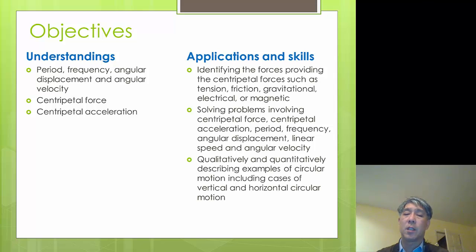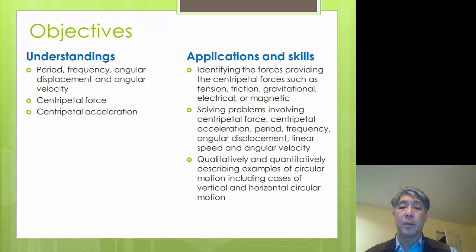Under applications and skills, we're going to need to identify the force that's actually providing the centripetal force. Centripetal force is really a misnomer. It's really the acceleration that is centripetal. The centripetal force is really just the net force.